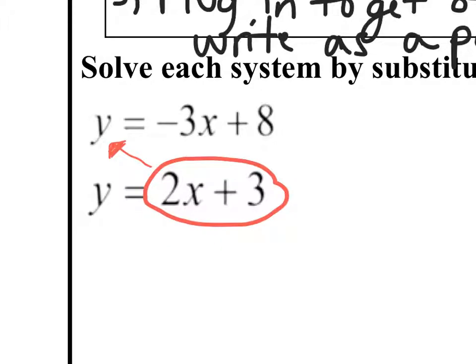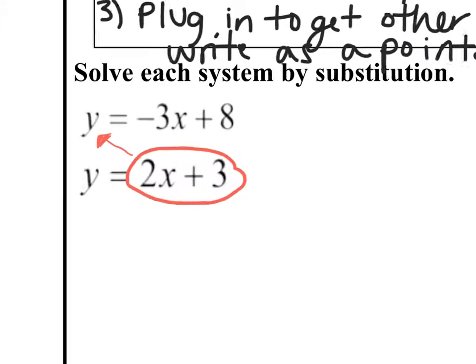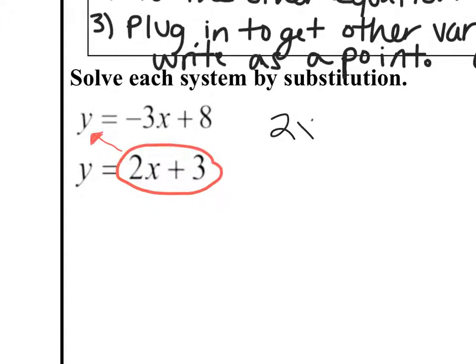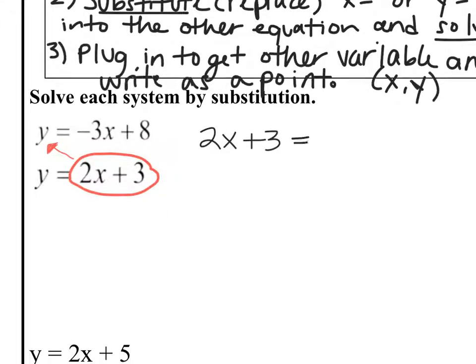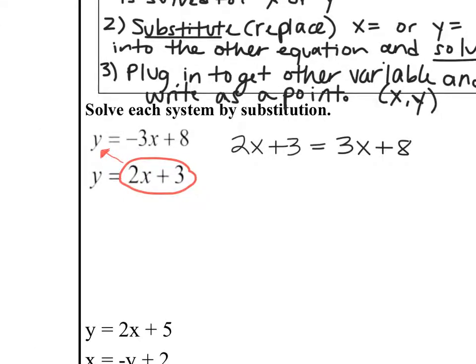So I write this as 2x plus 3 equals, because I'm just replacing the y value, negative 3x plus 8. All I'm doing is like changing it out. Since they were both equal to the same thing, I can set them equal to each other. Negative 3x plus 8.